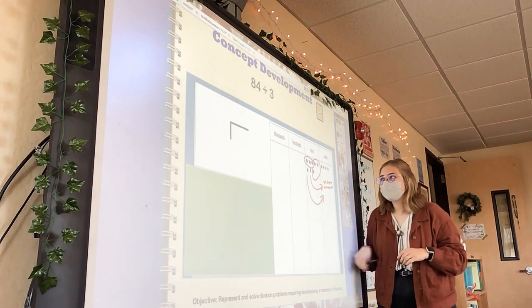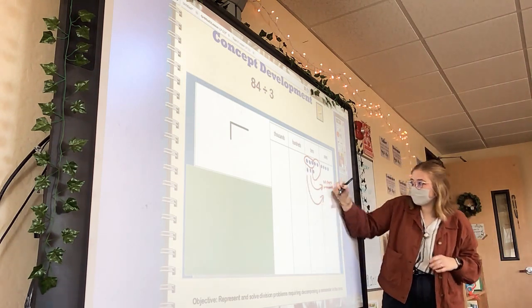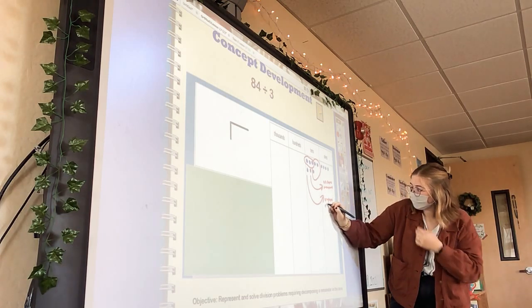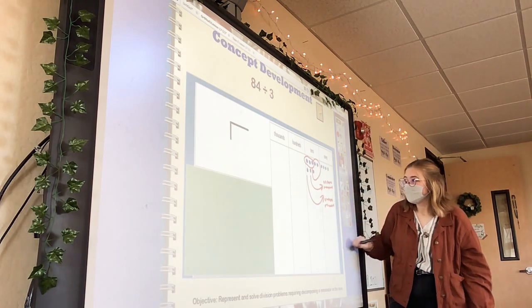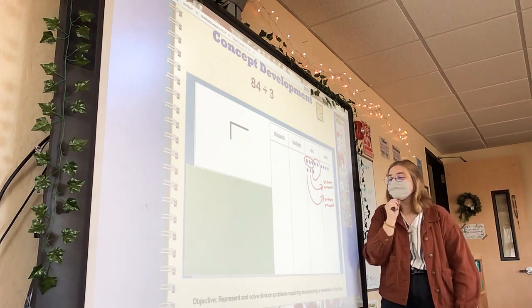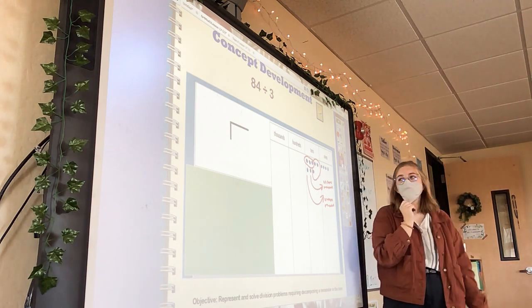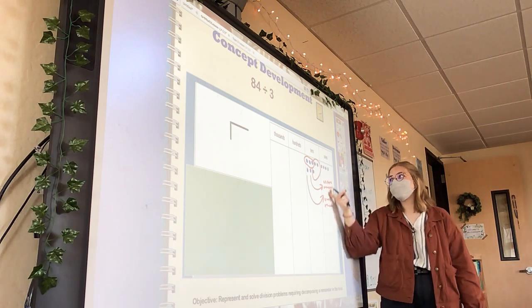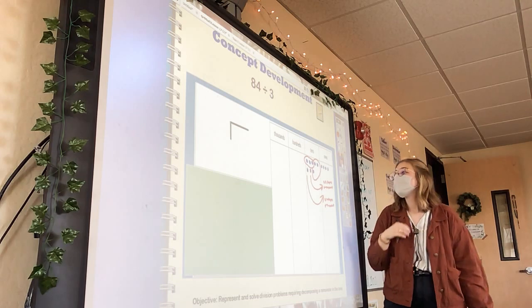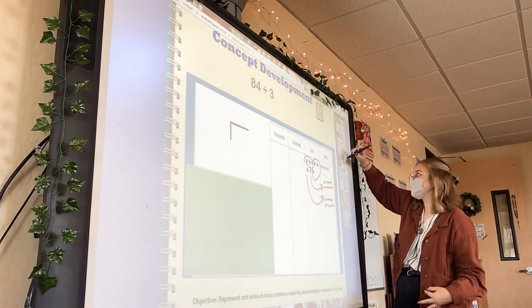Sorry, it looks really weird. Okay. This one comes over, explodes into 10. So 10 plus 10 equals what, class? 20. So now I have 20 plus 4. What's 20 plus 4? 24.